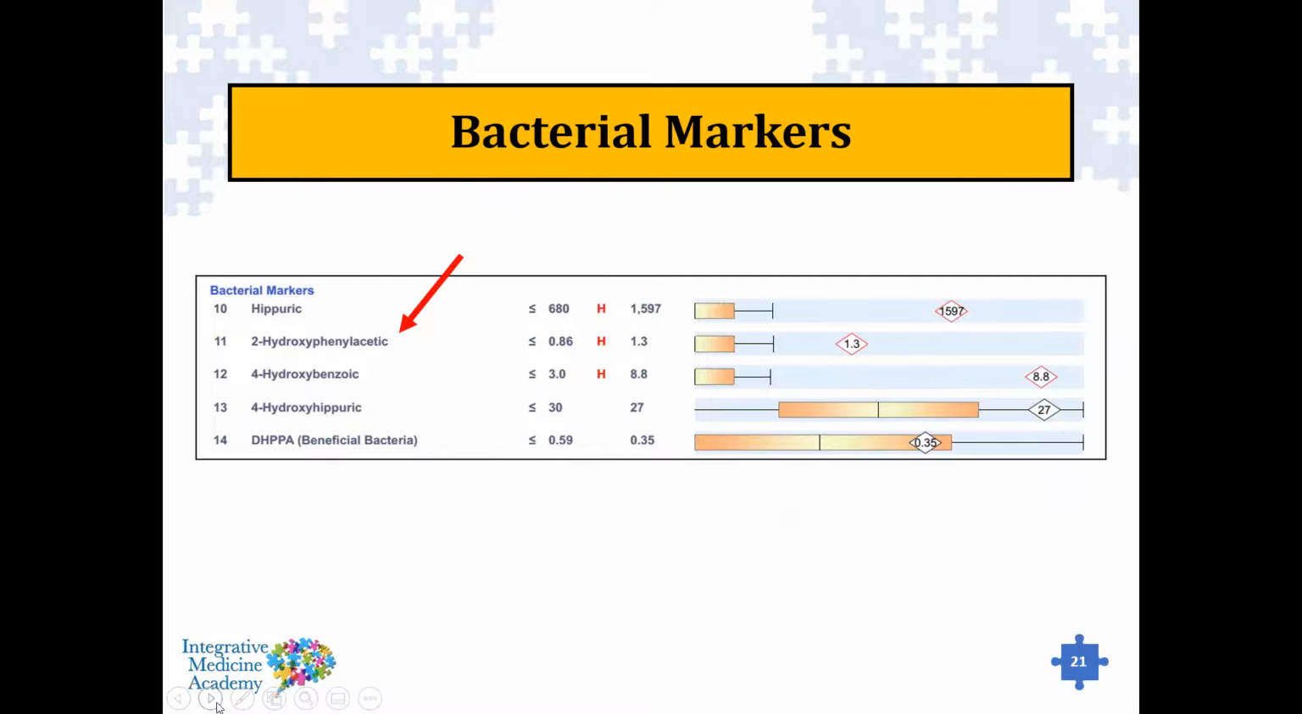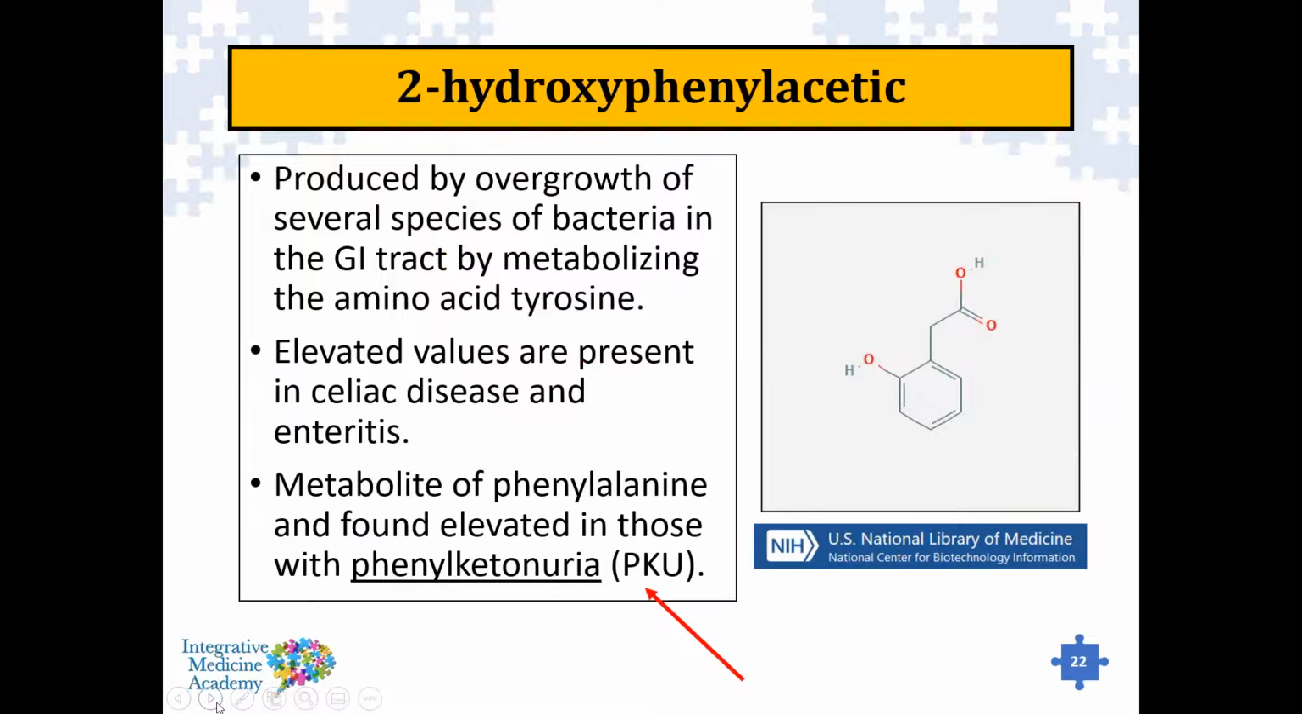Another marker that's kind of interesting that shows up from time to time under the bacterial markers section is 2-hydroxyphenylacetic acid. And 2-hydroxyphenylacetic is produced by overgrowth of bacteria in the digestive system, primarily through the metabolism of the amino acid tyrosine. It has been associated with enteritis as well as celiac disease. Could you definitively say somebody has celiac disease just because 2-hydroxyphenylacetic is elevated? No. You need to do additional testing to confirm it because there are other reasons it could be high.